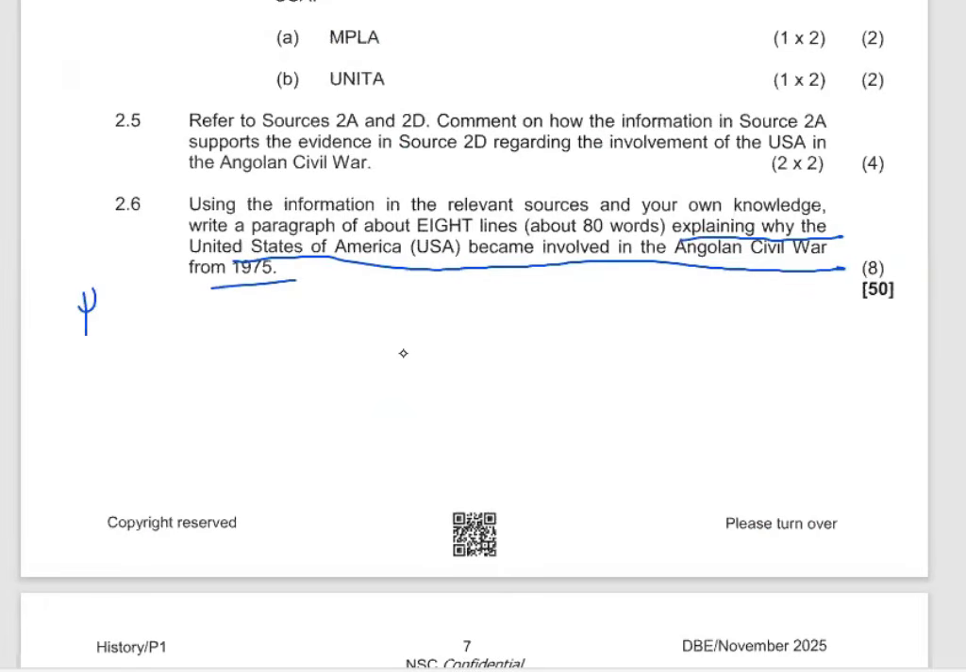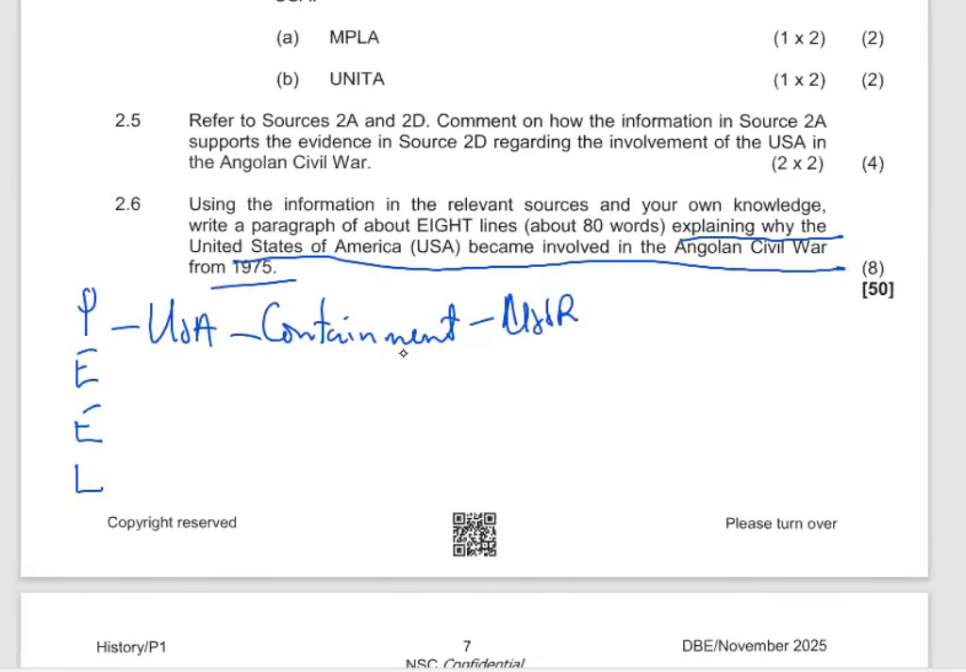So our paragraph must have a point, explanation, evidence, and a linking statement. The question is asking why the US was involved. That is our focus. So your point must address why the USA was involved in Angola. The USA was involved for some reasons, which we can highlight. Either it was for containment purposes. The USA got involved in Angola because of the policy of containment. They did not want Russia to spread its ideology in Angola, so they were blocking the USSR's influence.